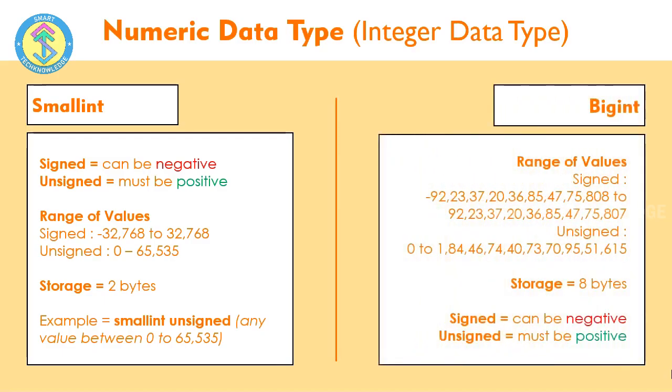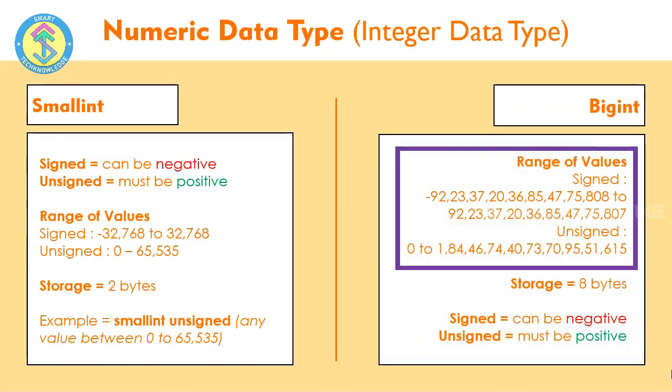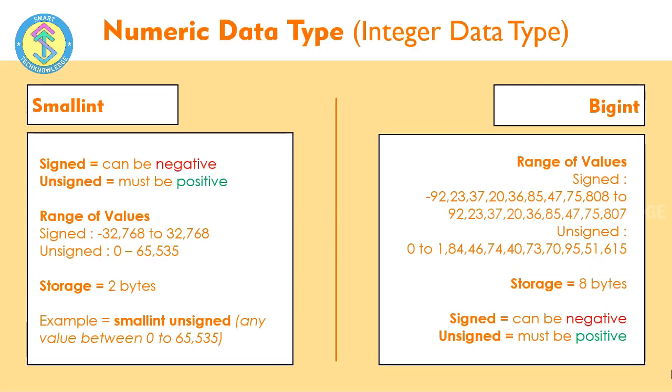The second subtype under the integer data type is big int. Here you can see the range of values. It is a very big range. That's the reason the name of the type is big int. It can contain any number within this range. Big int uses a storage of 8 bytes.